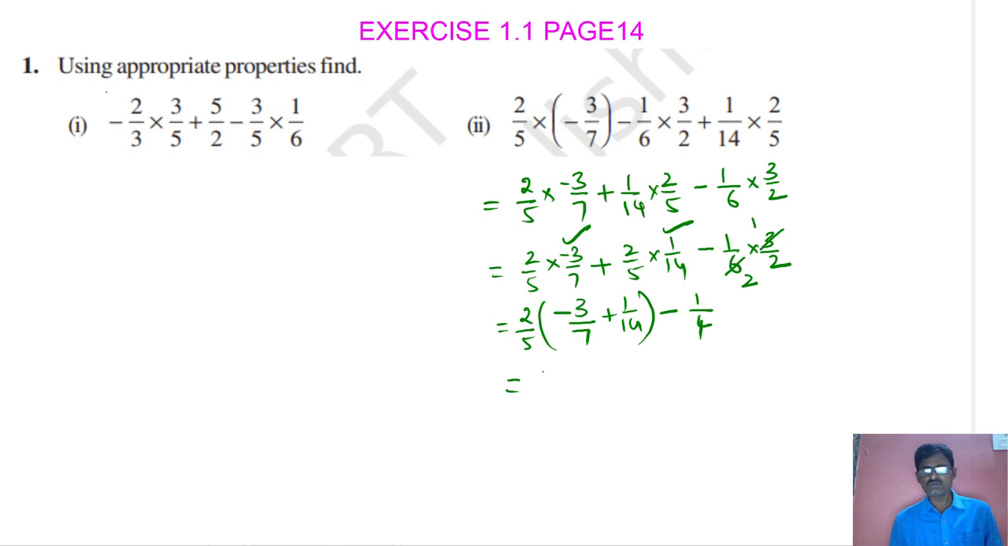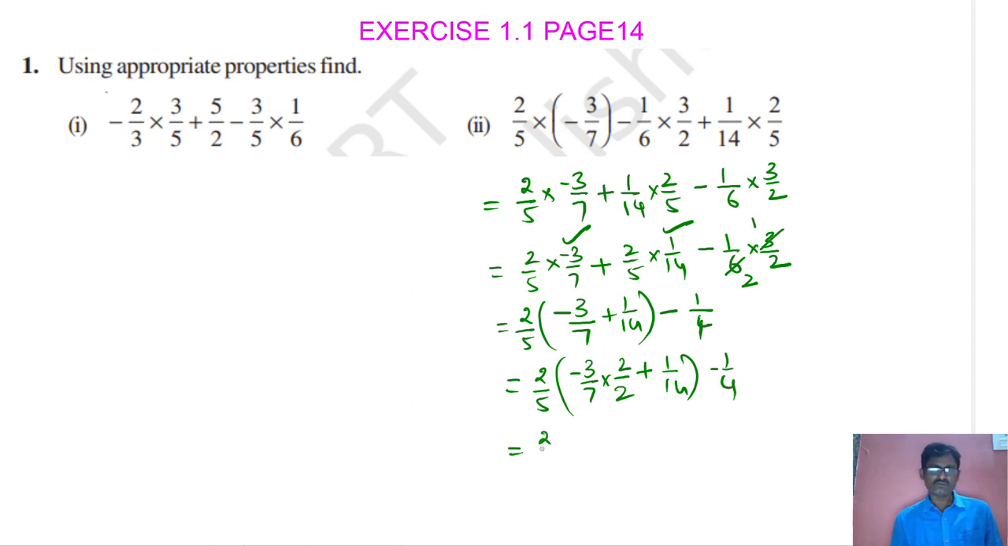So this is equal to 2 by 5 times minus 3 by 7. As in the second term we have 14 in the denominator, let us multiply both numerator and denominator by 2, so that we will get 14 in the denominator for the first term also within the brackets. So plus 1 by 14 minus 1 by 4.